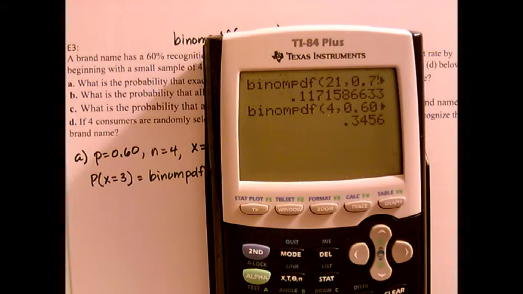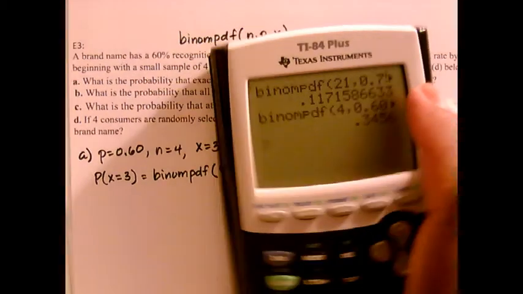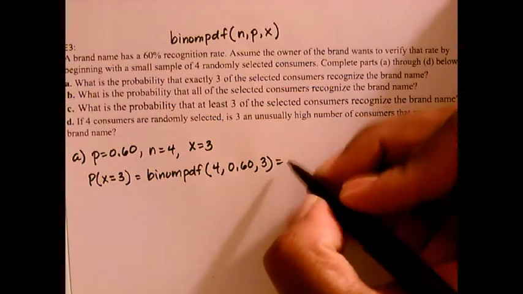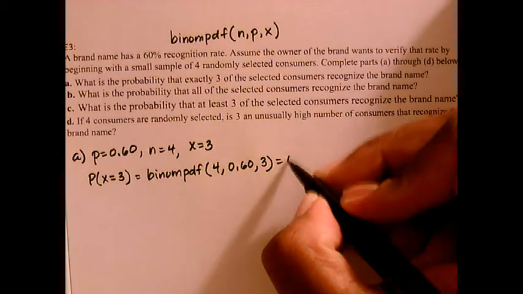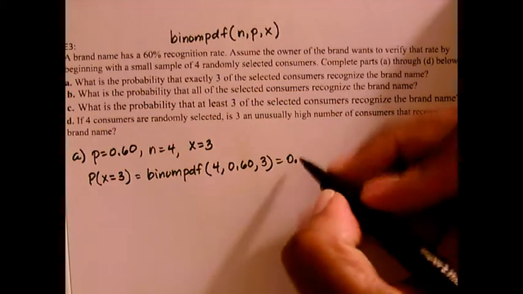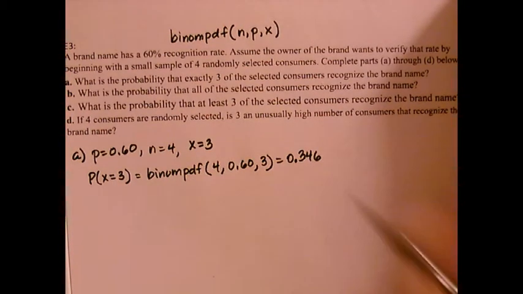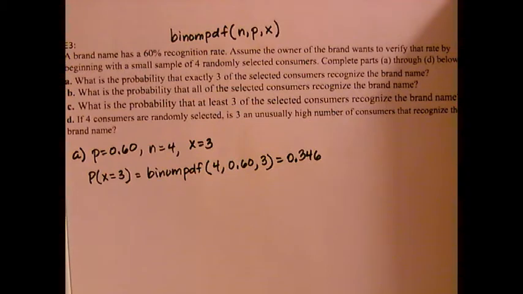0.346 if we were to round that to 3 decimal places. So the probability of getting exactly 3 selected consumers that recognize the brand name would be 0.346. So that's part A.